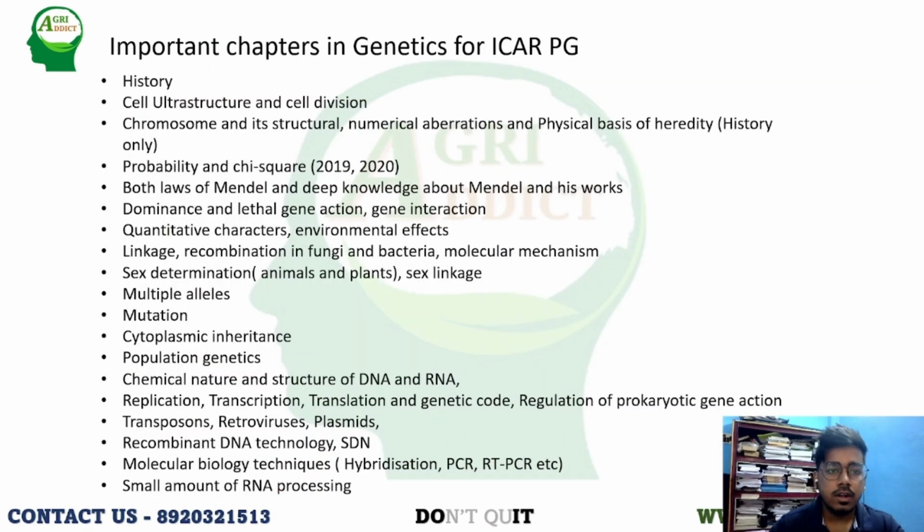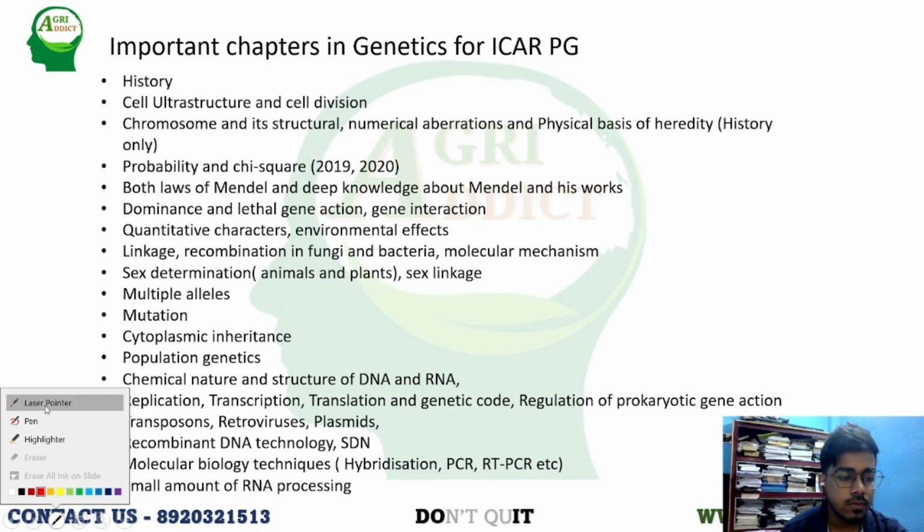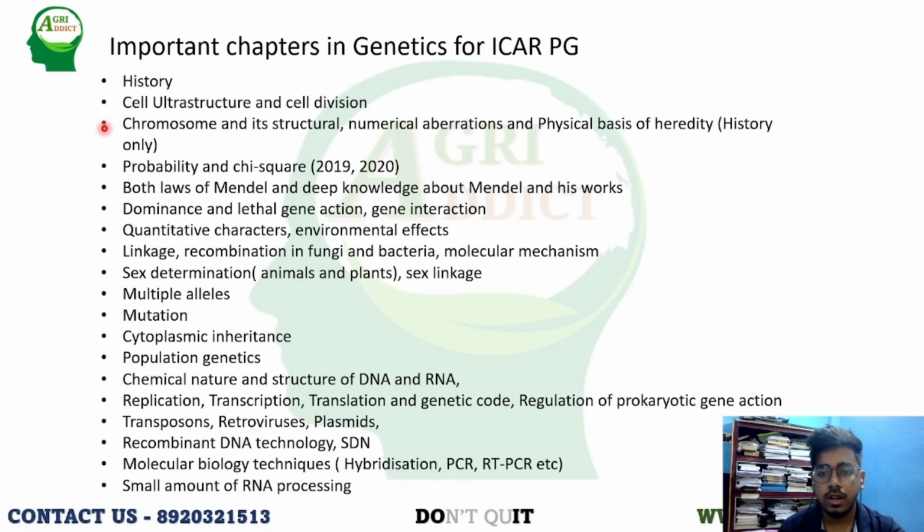Let's move on. Here are some important chapters which you should follow in genetics for the ICAR PG examination. These are the chapters where you should give more time and understand the concepts deeply. Coming to the chapter on chromosome and its structural and numerical aberrations, and physical basis of heredity, there are four chapters, and I have included them in one line. You should gather knowledge and understand the concepts of chromosome and its structural and numerical aberrations, which are most important, while the physical basis part is mostly history.